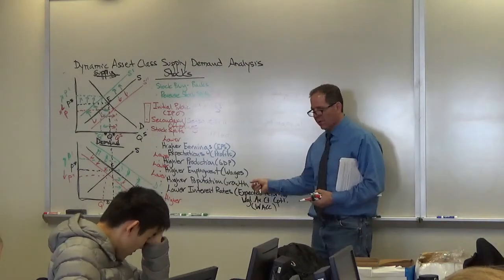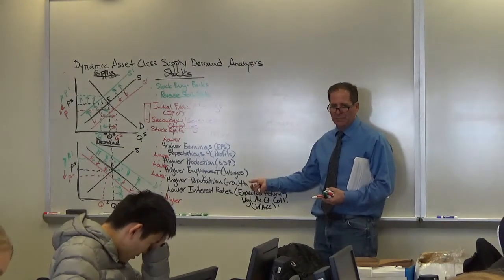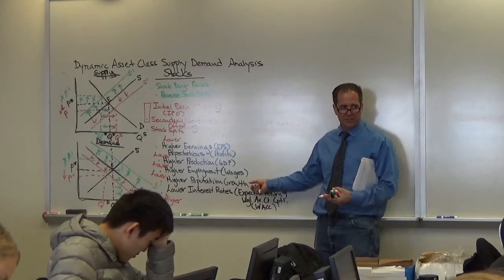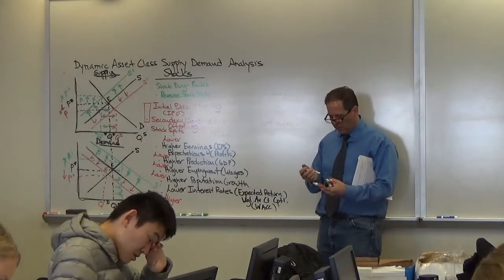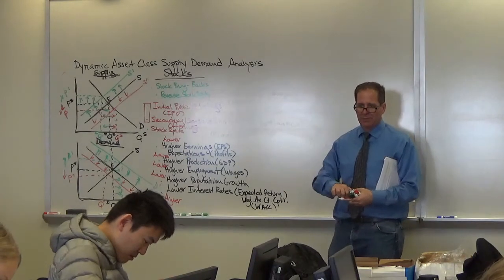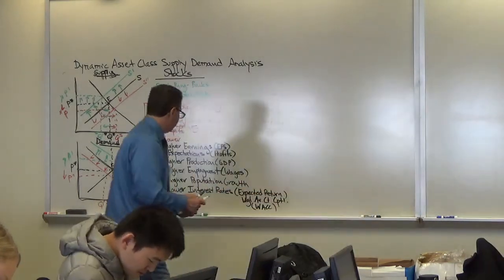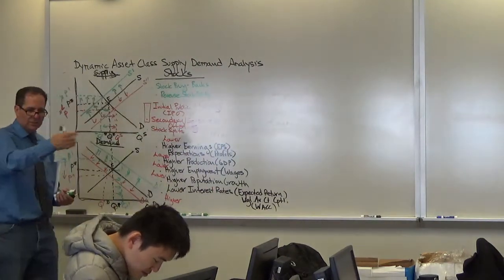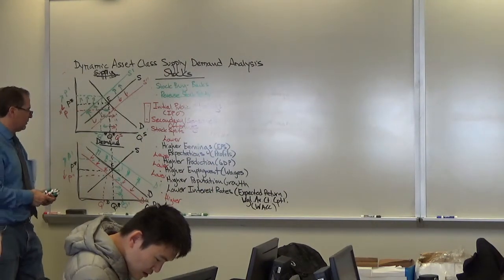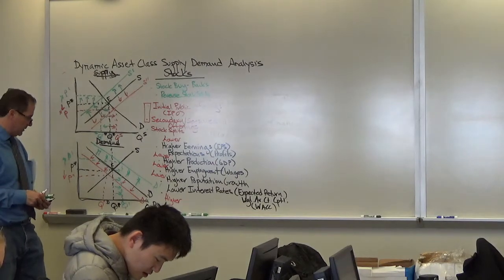Higher population growth, I could even put in-migration in there too. It used to be that 1% of our population growth was coming from immigration. So just long-term population growth would create higher demand for stocks.